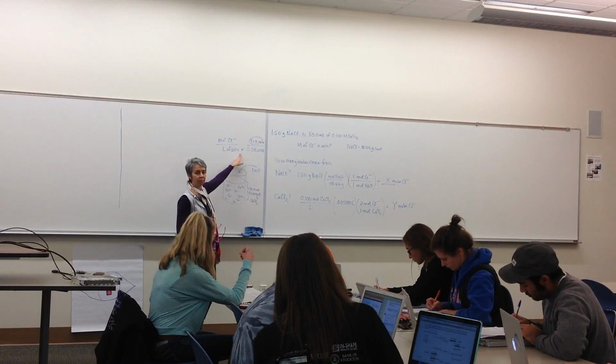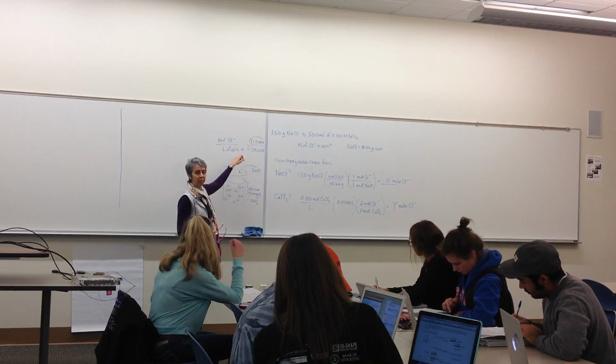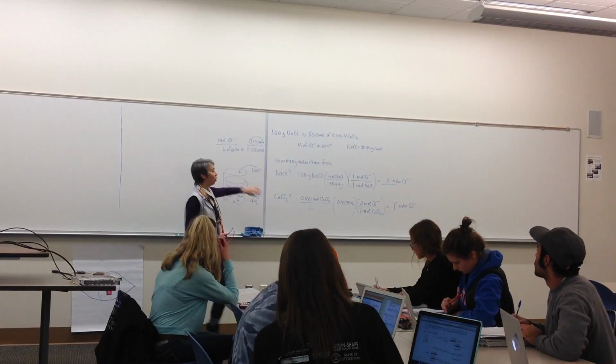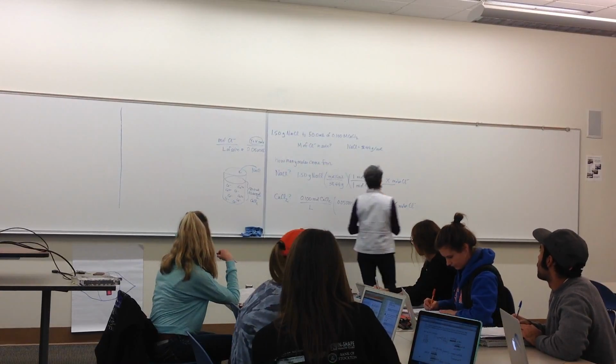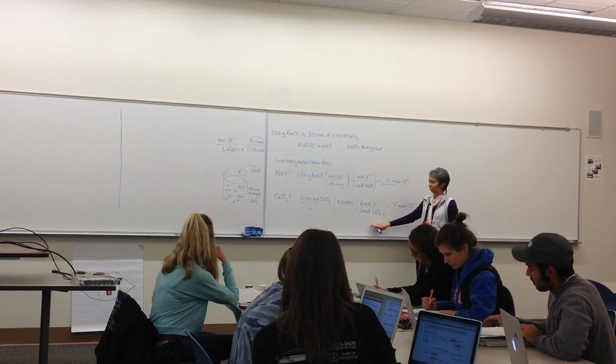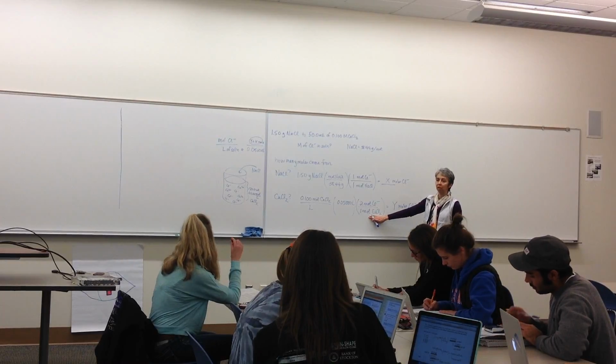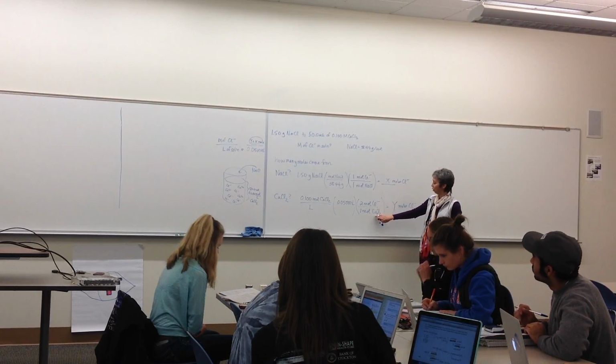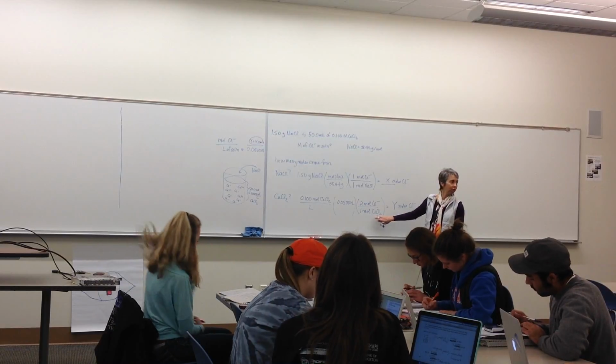Do we have to write out the balanced equation to find the two for one? No, because this doesn't come from an equation, it just comes from the formula. Just by looking at calcium chloride, you can see that there are 2 moles of chloride for every 1 mole of calcium chloride.